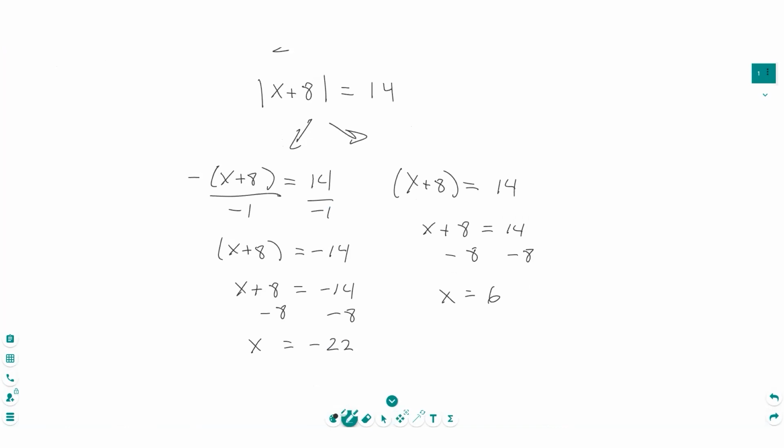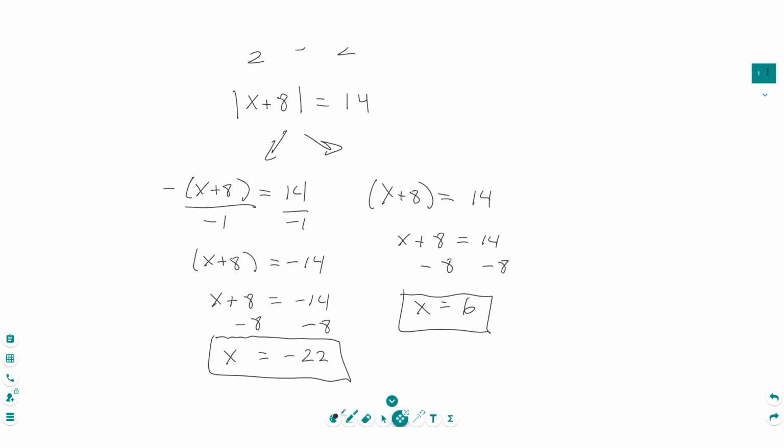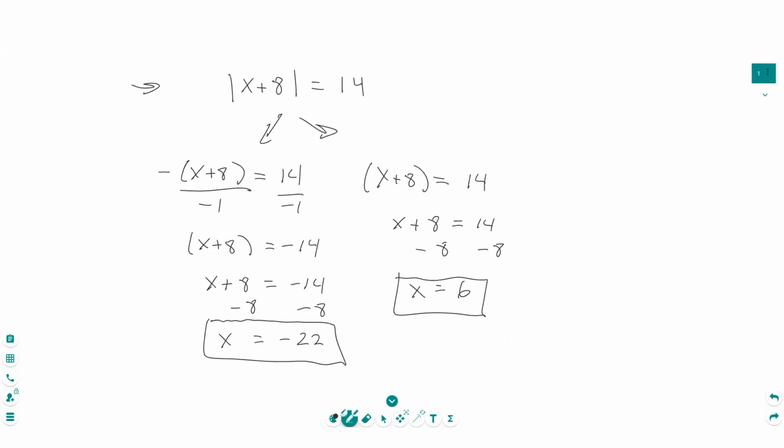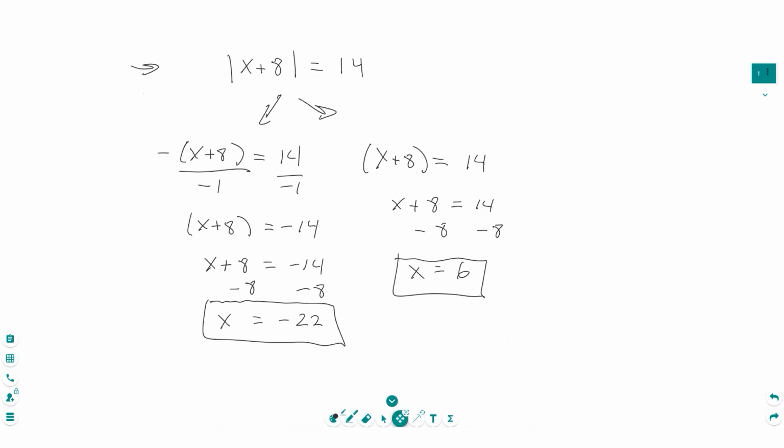With absolute value equations, we want to check the original equation to see if these numbers work. You can think of these as suggestions; I want to make sure it makes sense. We don't have to go all the way back to our original problem. We can go back to the stage where we isolated the absolute value, and take this 8 plus x and put our numbers in. So negative 22 plus 8, and over here, 6 plus 8 equals 14, and done.